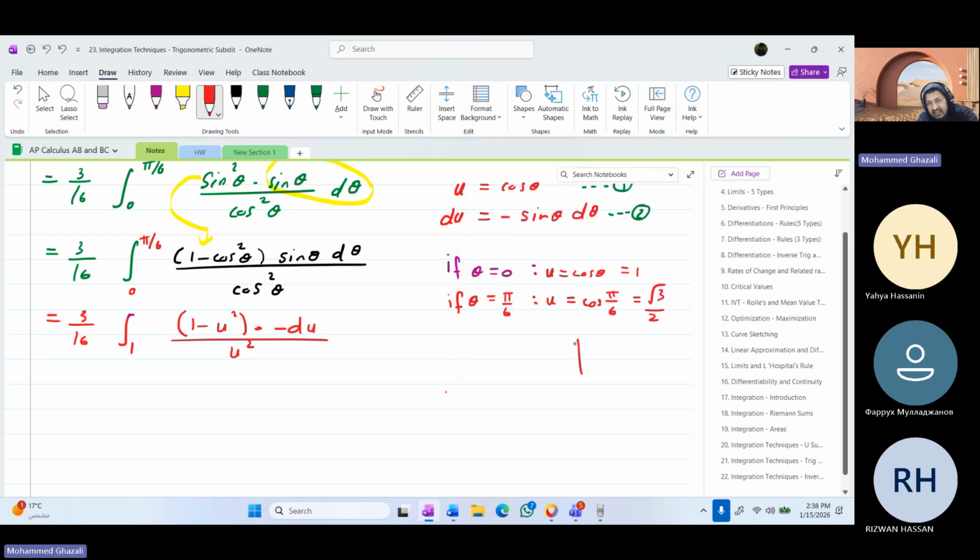You can use the 30, 60, 90 triangle, right? That's pi by 6, that's half, and that's pi by 3. That's root 3. Root 3 over 2. Adjacent over hypotenuse, correct.